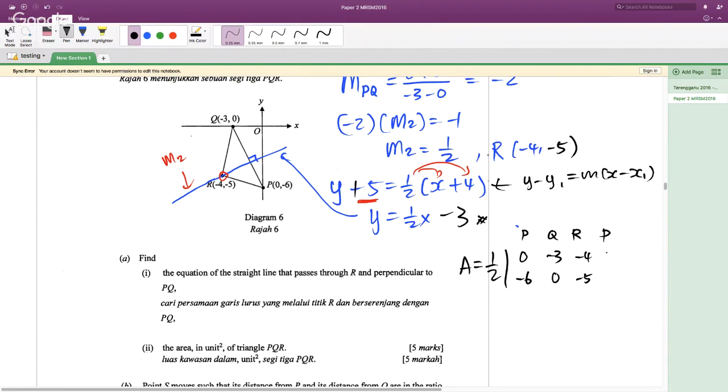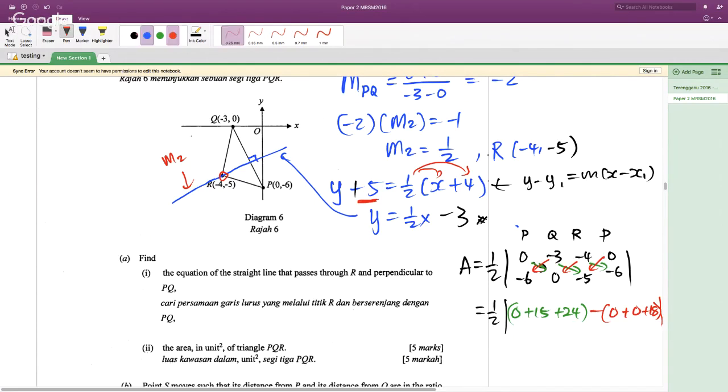Let me come back to this one. This is the formula we use to find the area. We're going to multiply like this. 0 times 0 is 0. Negative 3 times negative 5 is 15. Negative 4 times this one is 24. And then I will subtract, multiplying opposite sides. 0 times this one is 0, this one is 0, and then this one will be positive 18.